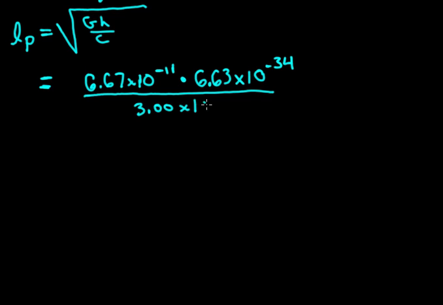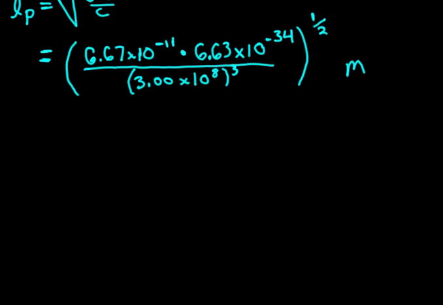3.00 times 10 to the 8th cubed. All of this to the 1/2 power. We know what's going to come out of that is a meter. So there, we're not cheating. We're leaving our units out in the end. But we've gone through all the dimensional analysis, so we don't have to keep track of each constant.